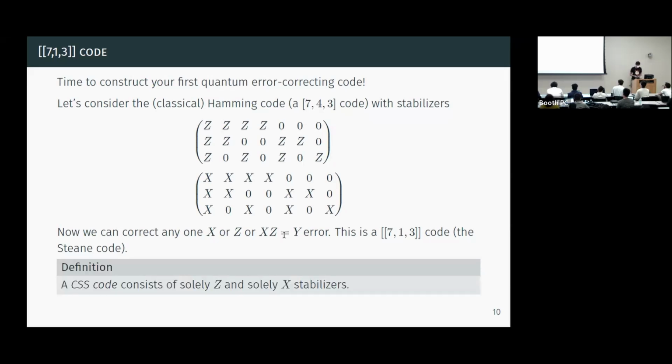But let me note that a CSS code is a code that consists of solely Z and of solely X stabilizers, right? So this is a CSS code because every row is just Z's or it's just X's. So now if you see CSS code, you know kind of what it means. You don't know what it implies, but yeah. I think it's named after some folks. It's Calderbank, Steane, Shor, or something. I think. I'm not good with names.